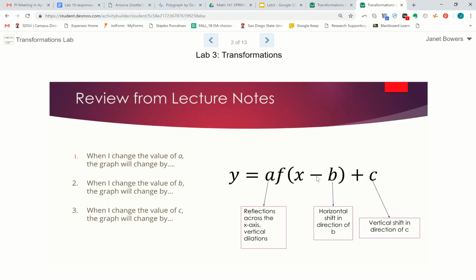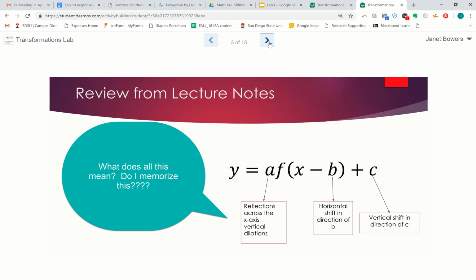The point to make here is we want to stop memorizing what happens and try to see if we can ask ourselves, why is it happening? And finally, C is a vertical shift. So the questions that we want to get into are, these are the observations, or these are the results. The question is, why does this happen? Why does A cause a reflection over the x-axis? All right, so that's what I want to say here.